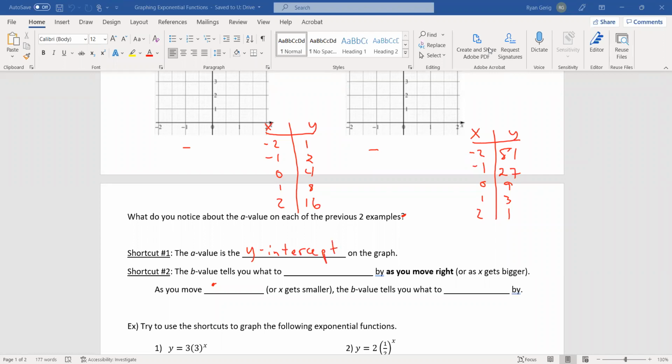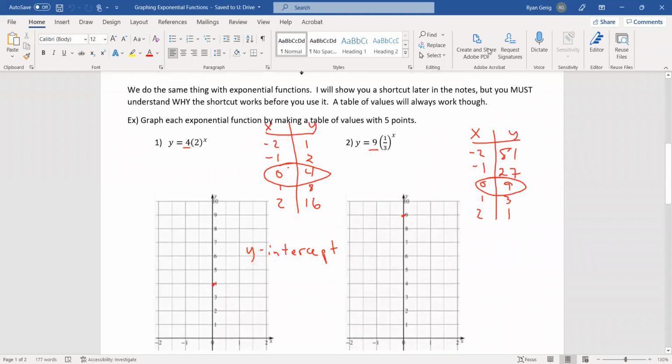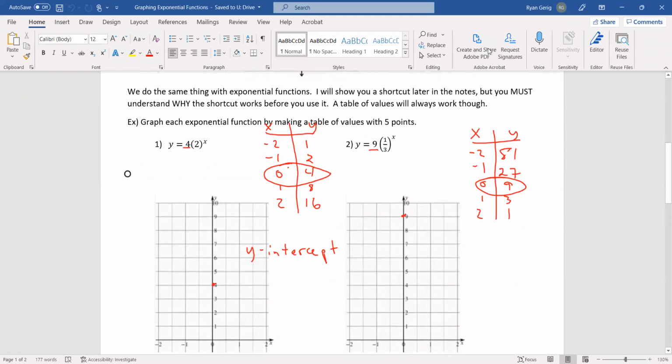If you look at the table, 0, 4, 0, 9, going back up here, when x is 0, it takes out b, doesn't it? And what's left is the a value. So every time when x is 0, y is the a value. Every single time. That's a shortcut that you can start with.